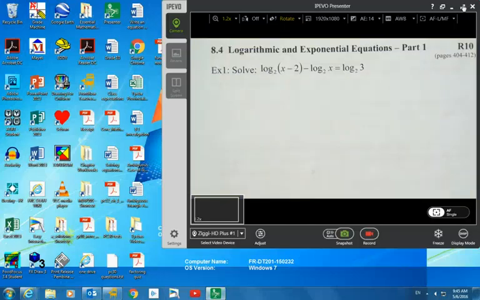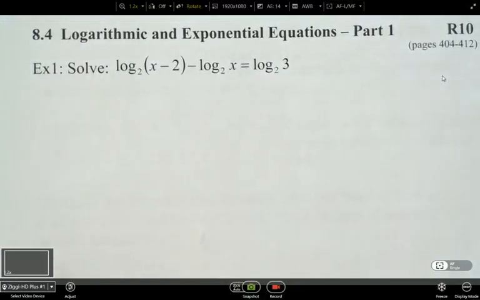Okay, so in this one, we're going to look at 8.4, logarithmic and exponential functions. And I'm going to do this as a part 1, part 2. This is outcome R10. Now, when we're solving these equations, we're going to notice that there are a few different cases that we're going to have to deal with. So I'm going to talk about this one as being case 1.